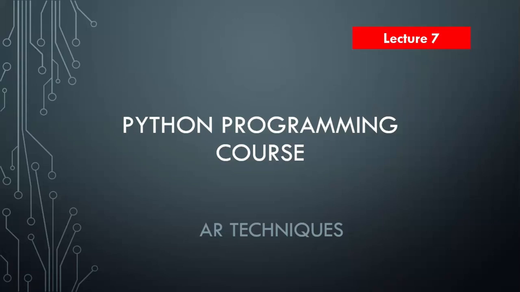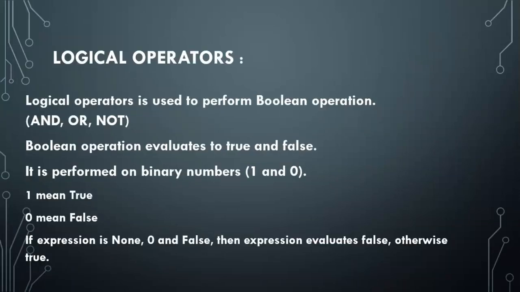Today is our lecture 7 of Python programming course. Let's start. In this video, I will teach you logical operators in Python. Logical operator is used to perform Boolean operation like AND, OR and NOT. Boolean operation evaluates true and false. It is performed on binary numbers 1 and 0. 1 means true, 0 means false. If expression is none, 0 or false, then expression evaluates false, otherwise true.